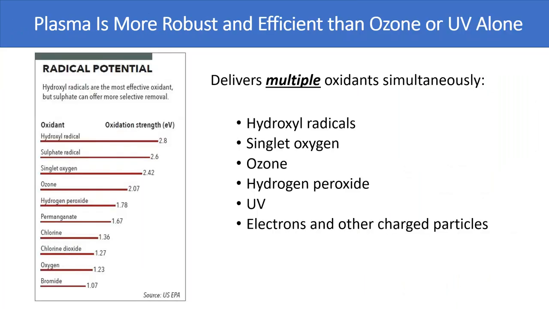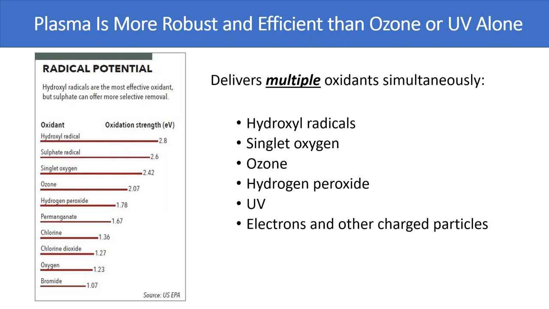So why is plasma the holy grail in AOP? Why has this been pursued for many, many years by so many labs? Why is plasma more robust and powerful than ozone or UV alone? AOP is the fastest growing segment in water and wastewater treatment equipment. And as you can imagine, UV for municipal water systems or ozone in industry, they're widely used. Plasma creates ozone. Creates UV.